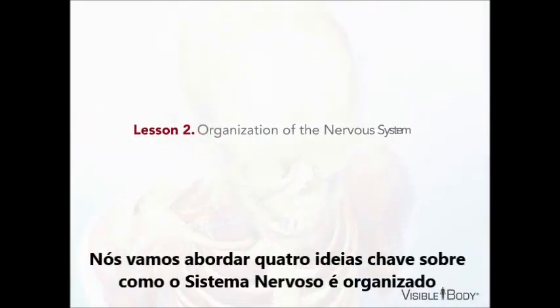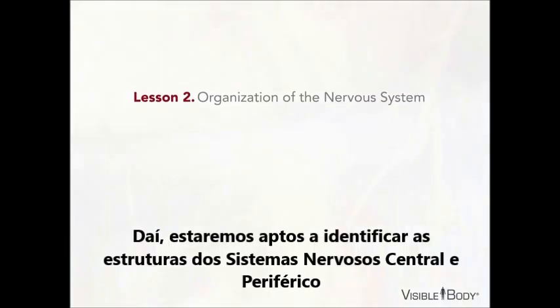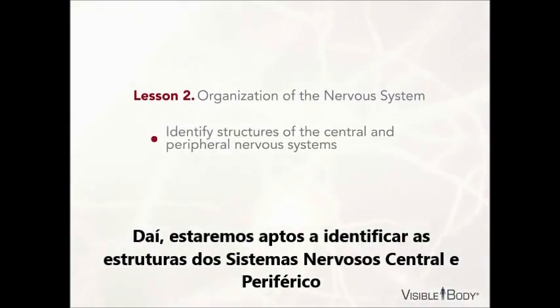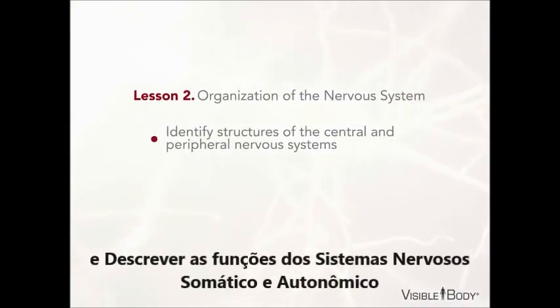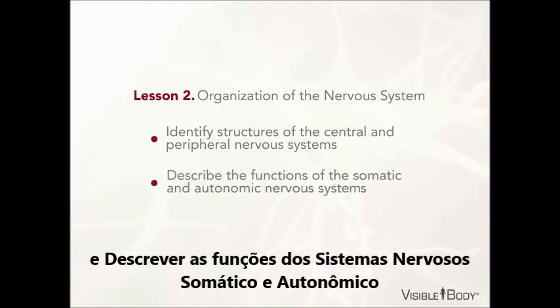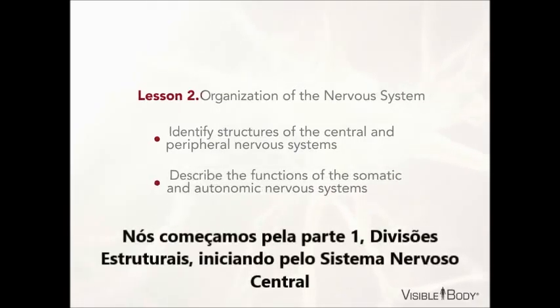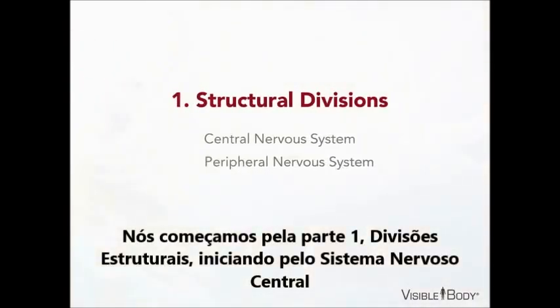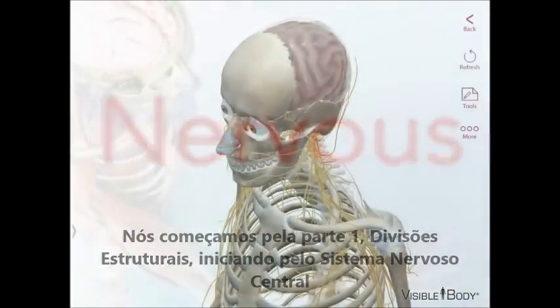We're going to cover 4 key ideas about how the nervous system is organized. You'll then be able to identify the structures of the central and peripheral nervous systems and describe the functions of the somatic and autonomic nervous systems. We'll begin with Part 1, Structural Divisions, beginning with the central nervous system.